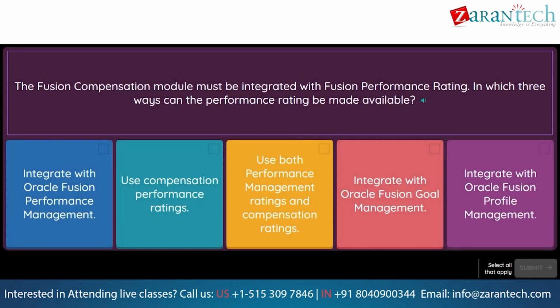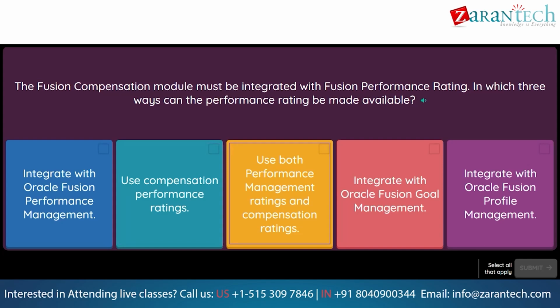Question: the Fusion compensation module must be integrated with Fusion performance rating. In which 3 ways can the performance rating be made available? Option 1, integrate with Oracle Fusion Performance Management. Option 2, use compensation performance ratings. Option 3, use both performance management ratings and compensation ratings. Option 4, integrate with Oracle Fusion Goal Management. Option 5, integrate with Oracle Fusion Profile Management.